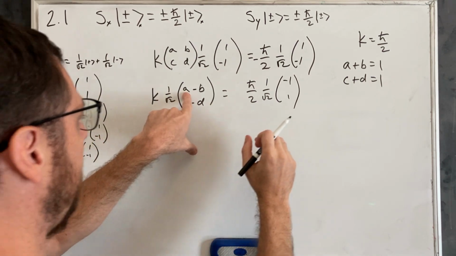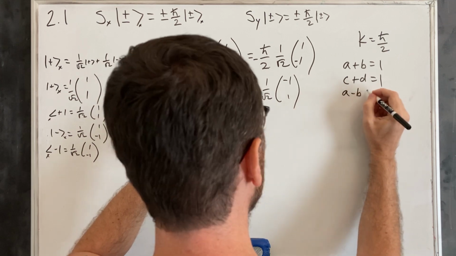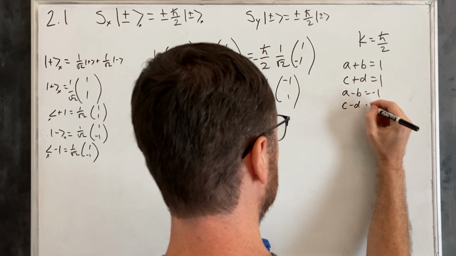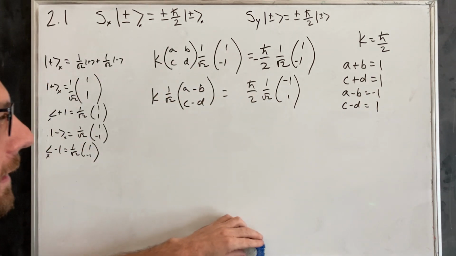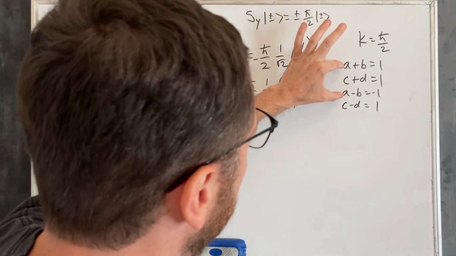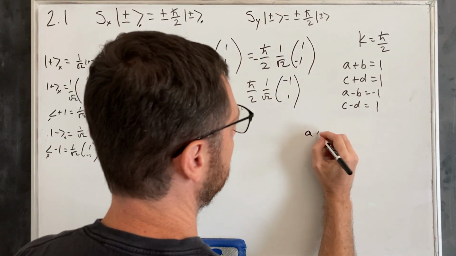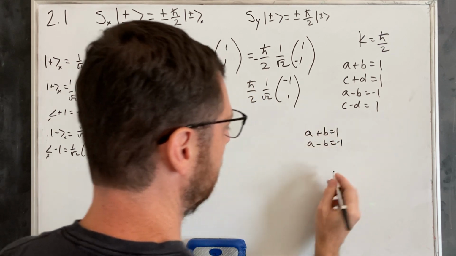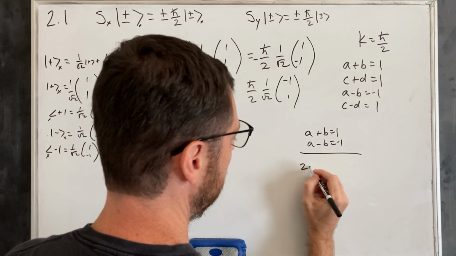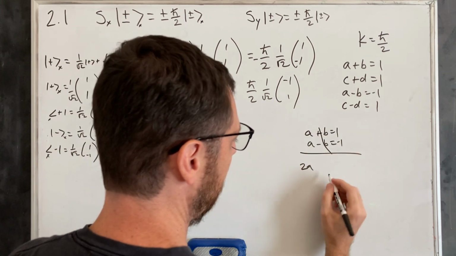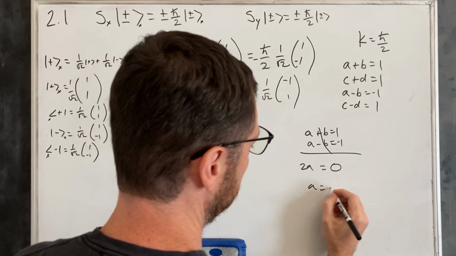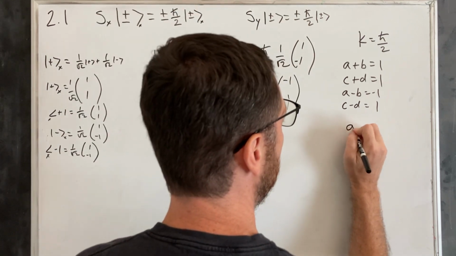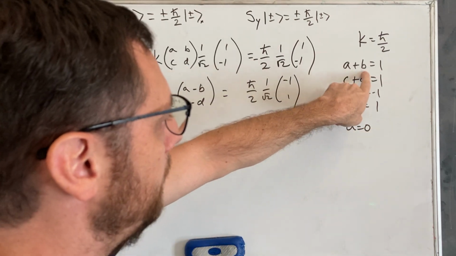So we do know that a minus b is going to equal negative 1, and c minus d is going to equal positive 1. Okay, so now we can solve this. If we combine these two, a plus b equals 1, and a minus b equals negative 1. If we add these two together, we get 2a, the b's cancel out, equals 0, so a equals 0. And if a is equal to 0, then b has to equal 1.